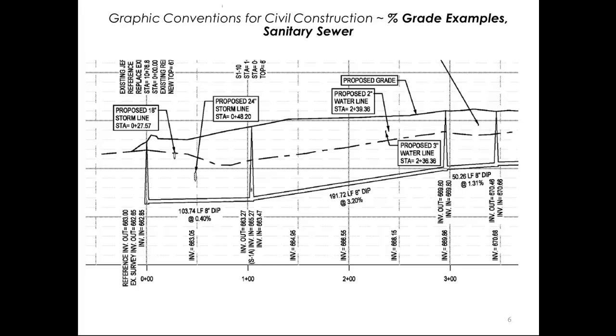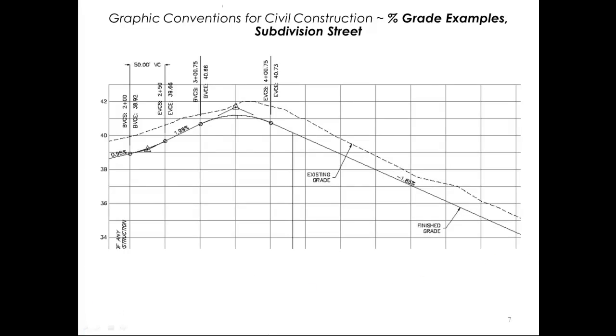Let's look at an example then from a plan. In this case, we're looking at a sanitary sewer profile. And note, let me get the highlighter, note then how the gradient for each run between these manholes varies and how it is specified in the profile view to 2 decimal places. Let's find another example. And in this case, we're looking at a street profile.